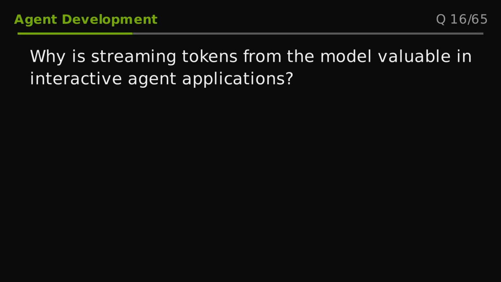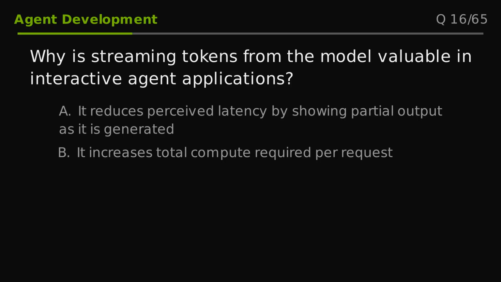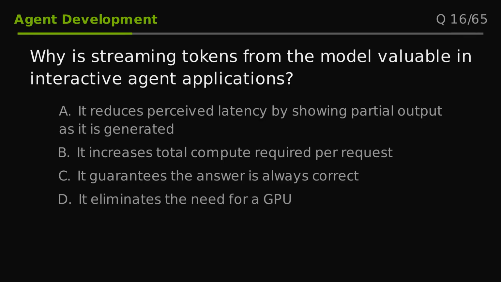Question 16. Why is streaming tokens from the model valuable in interactive agent applications? Action: it reduces perceived latency by showing partial output as it is generated. Action: it increases total compute required per request. Action: it guarantees the answer is always correct. Action: it eliminates the need for a harness.